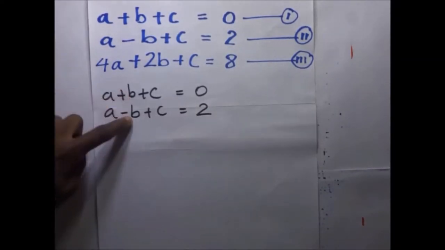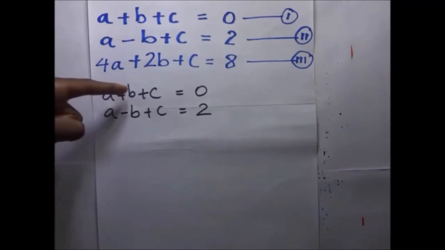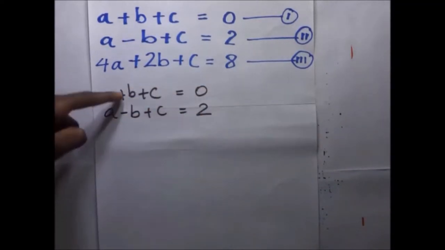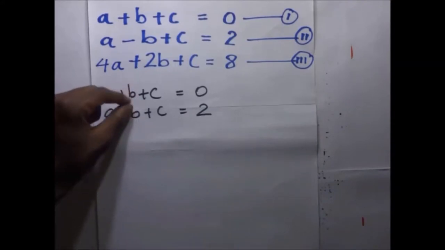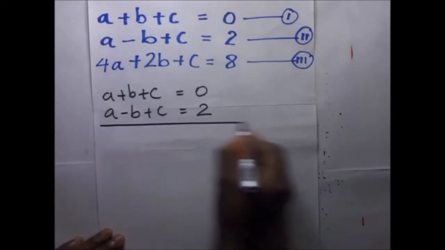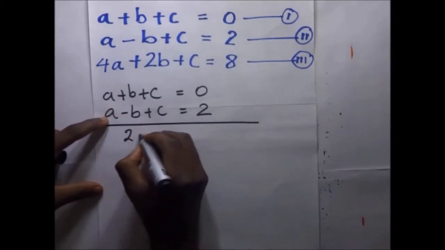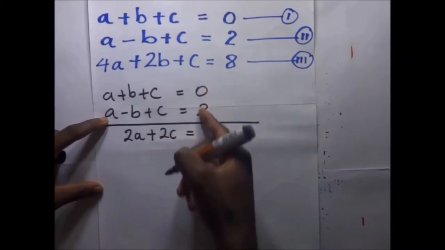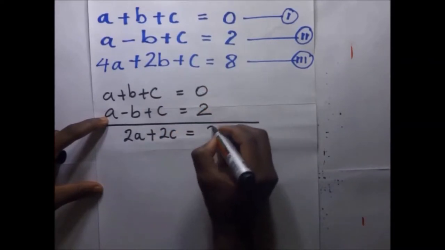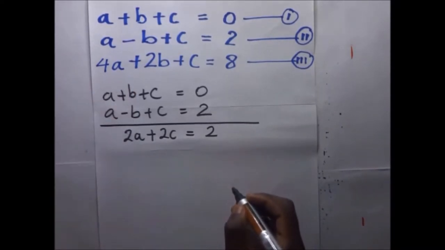Now, if we are to eliminate B in this equation, we simply add these equations, this equation plus that equation. B plus B here will disappear. So if we add those two equations, we shall end up with A plus A, that is going to be 2A. C plus C is plus 2C is equal to 0 plus 2, which is going to be 2. B plus B here is 0. So here we have our first equation.